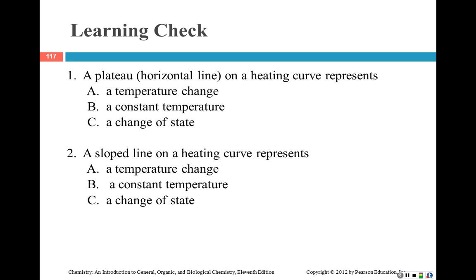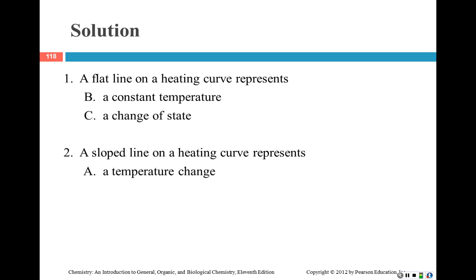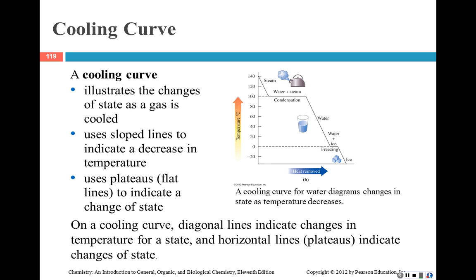A sloped line on a heating curve represents what? Right. A flat line is a constant temperature while it changes state. On the sloped line, the temperature is changing and the state is not changing. It's the same exact thing.